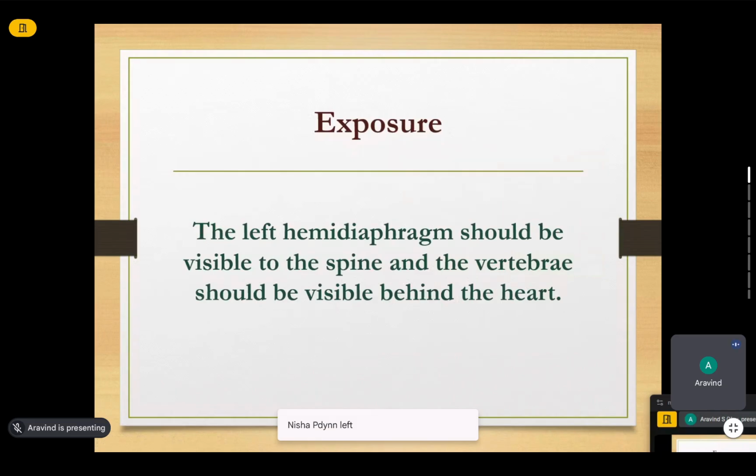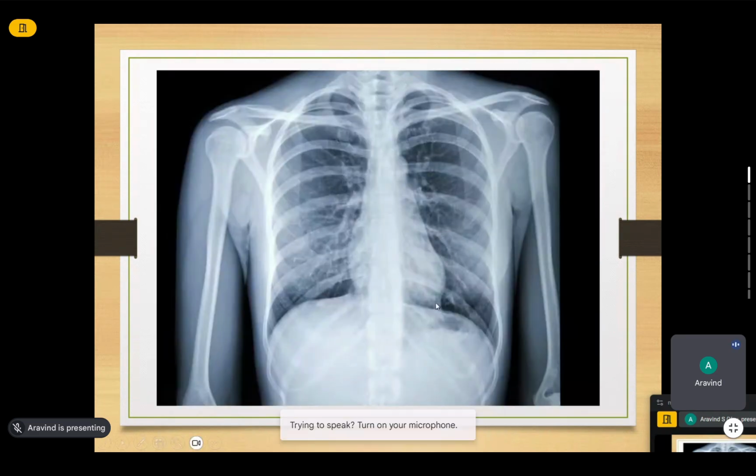Next, exposure. So, to check whether the film is properly irradiated or not. In this picture, we can see the hemidiaphragm, particularly the left hemidiaphragm. This is the diaphragm, and this half is the hemidiaphragm. This is the left hemidiaphragm, and this is the right hemidiaphragm. And this left hemidiaphragm must be continuous until the vertebral bone. It must be visible. Number one.